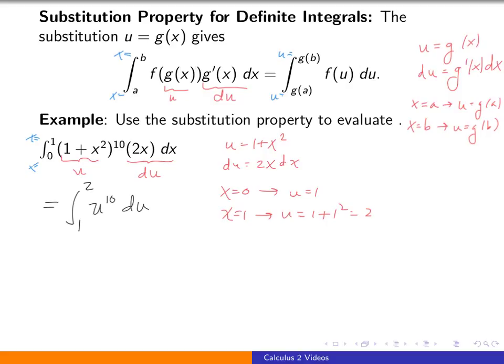With a definite integral and a u substitution, we change our limits of integration, and we do not need to resubstitute. So using the fundamental theorem of calculus, antiderivative 1 over 11, u to the 11, we plug in a 2, we put a minus sign, we plug in 1.